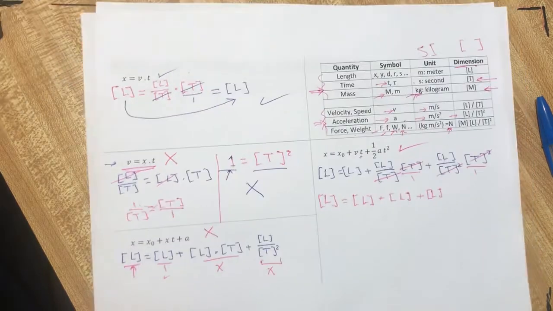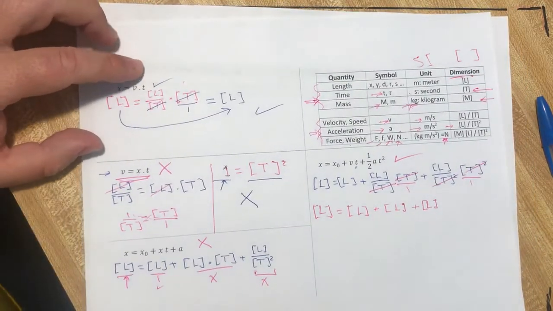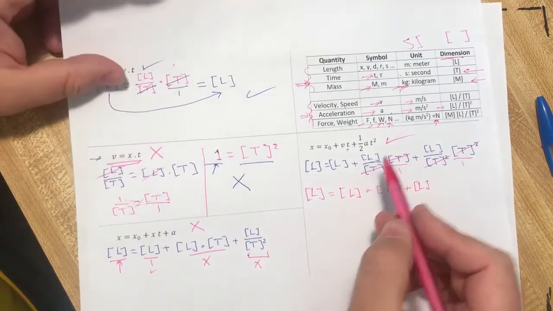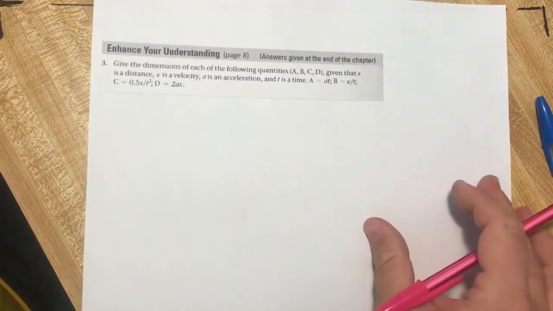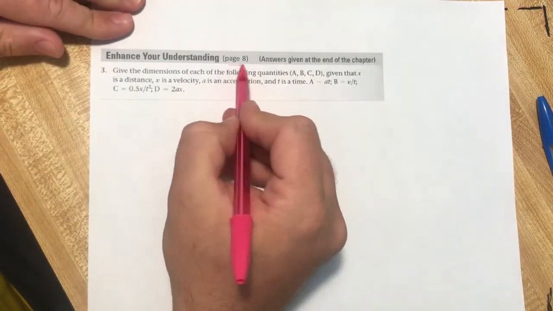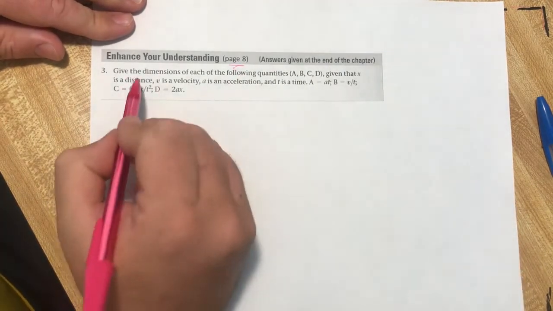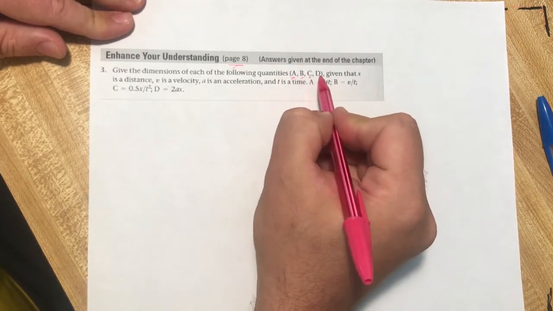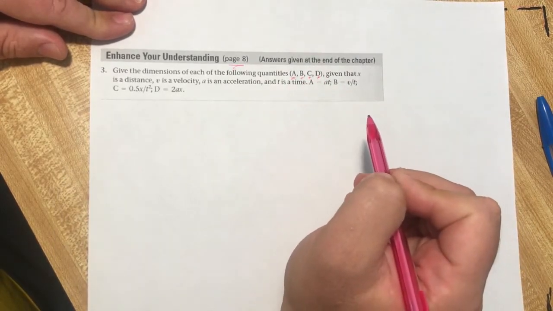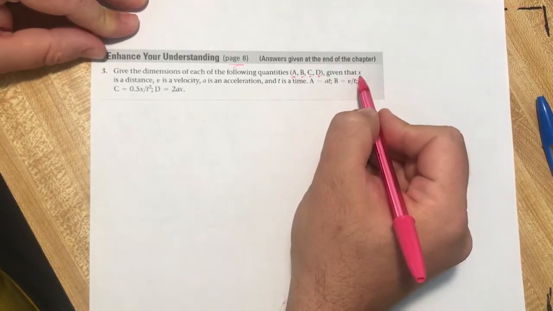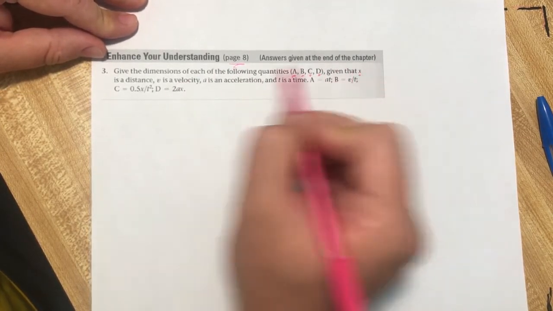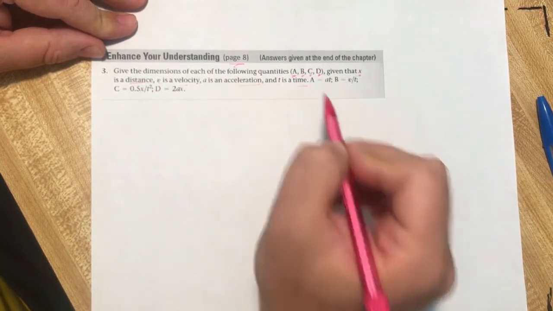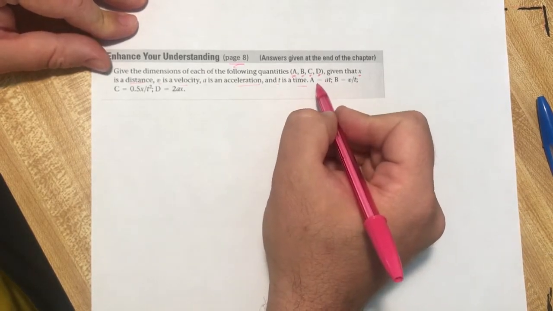Okay. You can pick any equation from the book and try this technique using dimensional analysis. I will use this example from the book, page number 8. This asks me about the dimensions for a, b, c, and d. The question tells me that x is a distance, v is velocity, a is acceleration, t is a time. I have four equations.